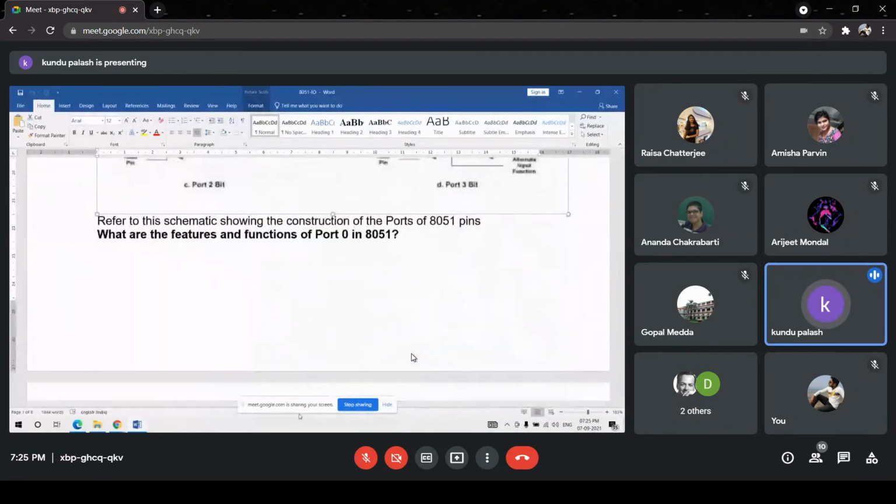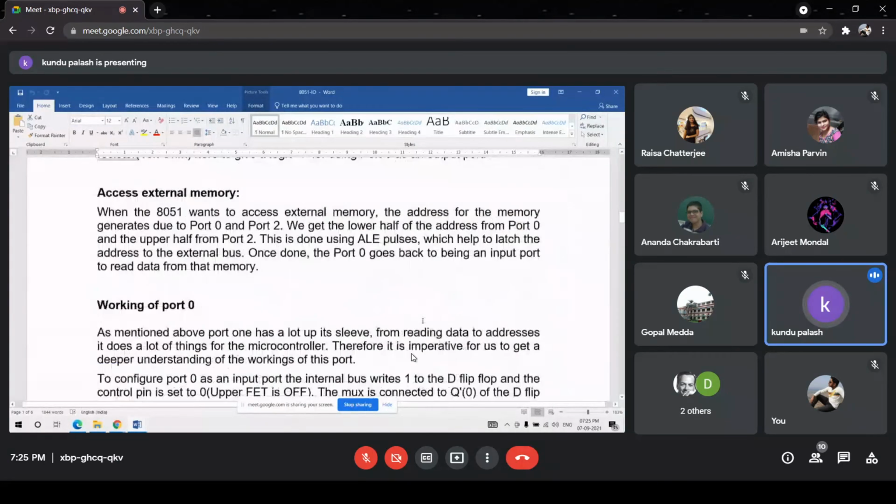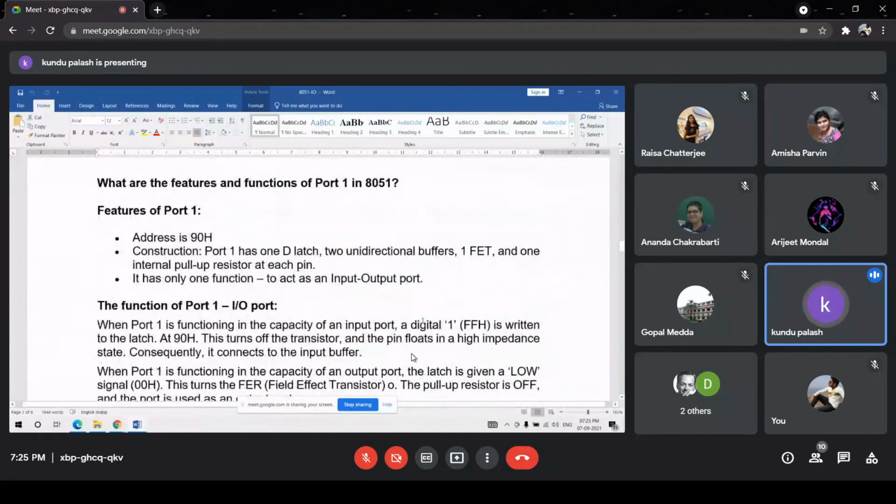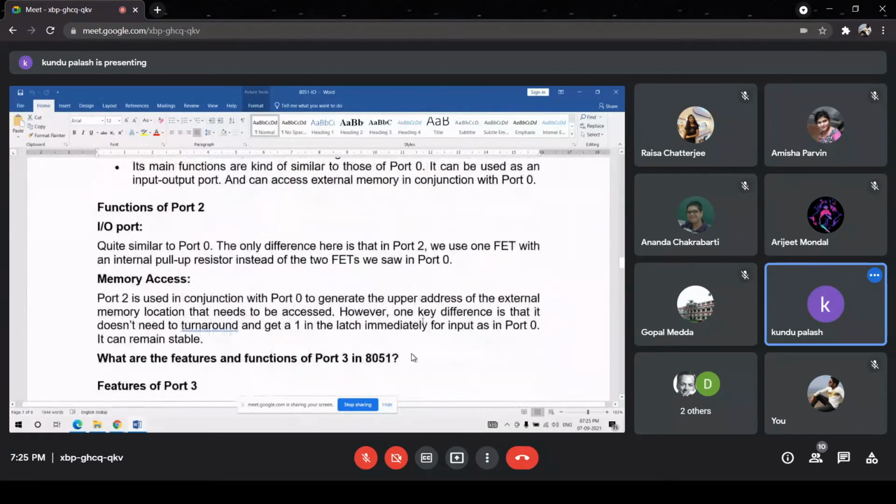These are called functional diagrams, not the actual circuit diagram. It is quite similar to port 0, the only difference being that in port 2 we use one FET with an internal pull-up resistor instead of the FETs we saw in port 0. Otherwise, it can be used as a simple I/O port.